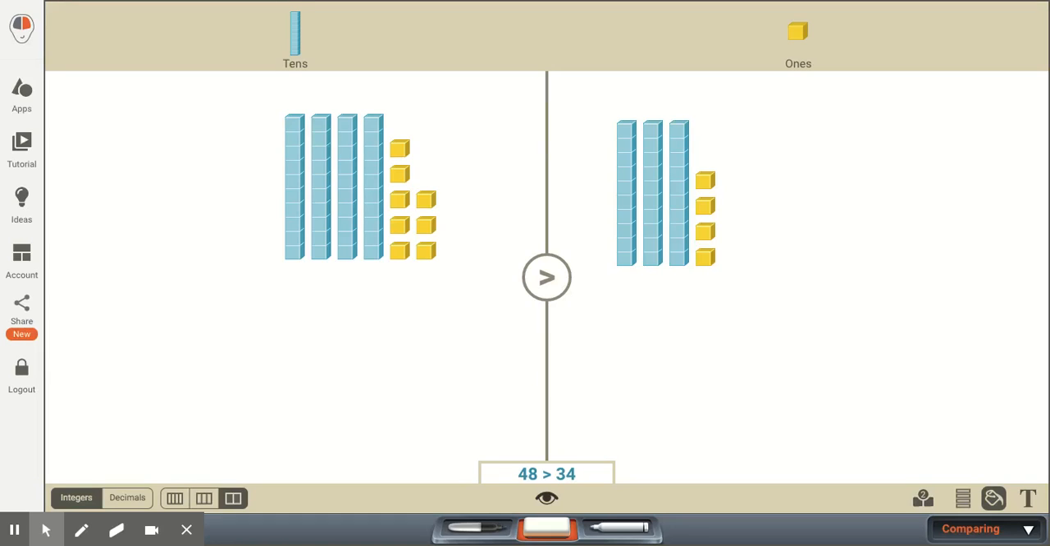This standard is a continuation of understanding place value. So in this standard, we're comparing two-digit numbers based on their meanings of the tens and the ones. And then once a student can do that, they're then going to record this using the greater than, less than, or equal symbol. So let's take a look.